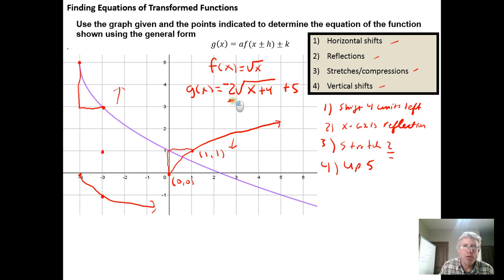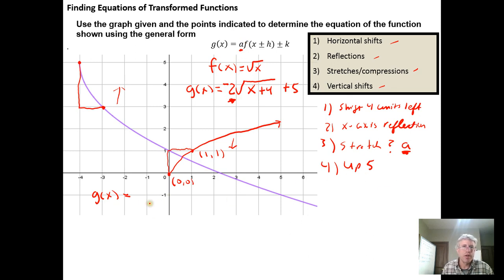Sometimes people are a little bit nervous with finding the stretch, so there's another way you can get at stretch if you're uncomfortable with trying to figure it out by looking at lattice points. And sometimes you don't have a lattice point, so here's another way to deal with this. You take your function g of x that you're building, and let's say you're uncertain if there's a stretch or compression, so we'll put a question mark here. In fact, we'll say we're stretching by a factor of a, corresponding to the a that's being multiplied by the f of x up here.